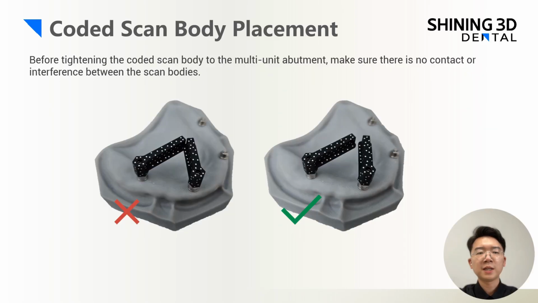When we are placing the coded scan bodies on the real patient's mouth or on the practice model, before tightening the coded scan body to the multi-unit abutment, make sure there is no contact or interference between the scan bodies. If you tighten a scan body that interferes with the adjacent scan body, the coded scan body may not fully sit on the multi-unit abutment, leading to a final restoration that cannot achieve a passive fit.